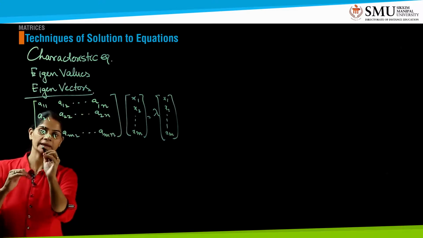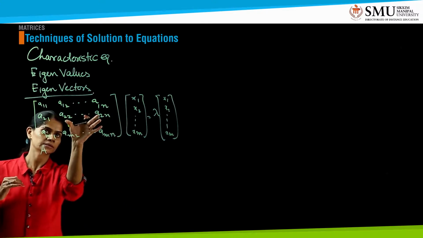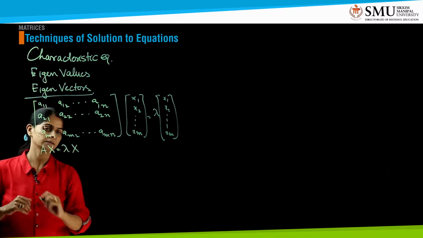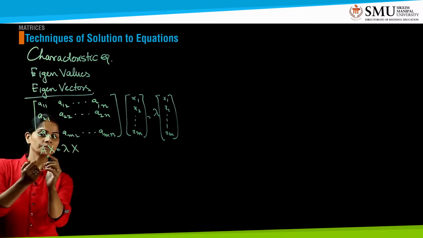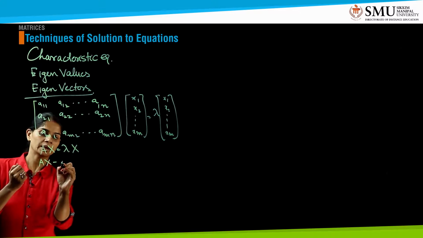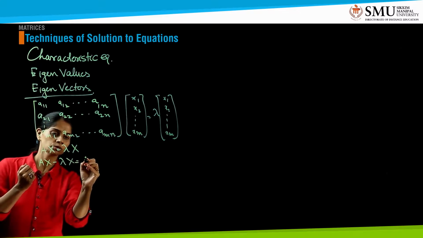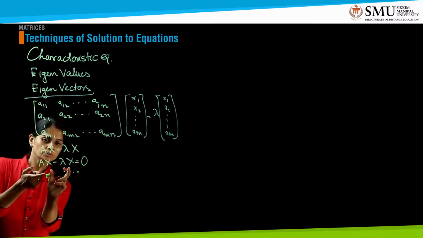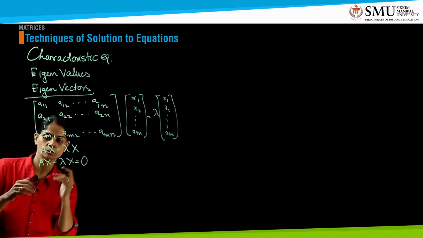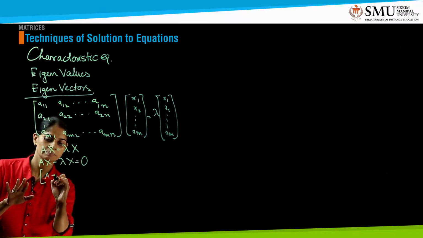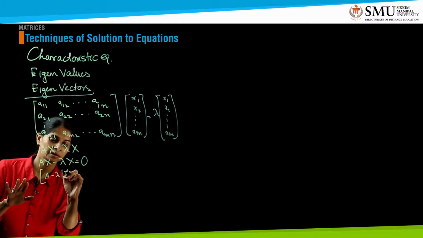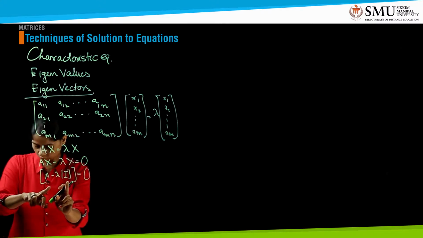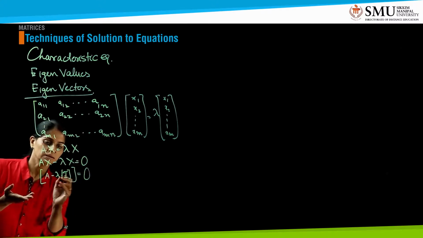You can write this equation as A, making this matrix A, times capital X, equal to lambda times capital X. So now you can write this as AX minus lambda X equals O, where O means the 0 matrix. So when you take the X matrix outside, this comes out to be A minus lambda times the identity matrix, times X, equals the 0 matrix. So if you expand it, it will take the following form.